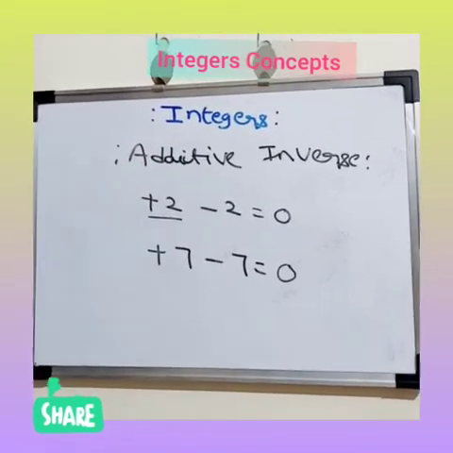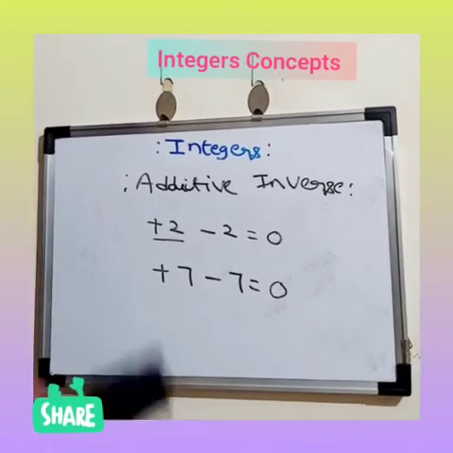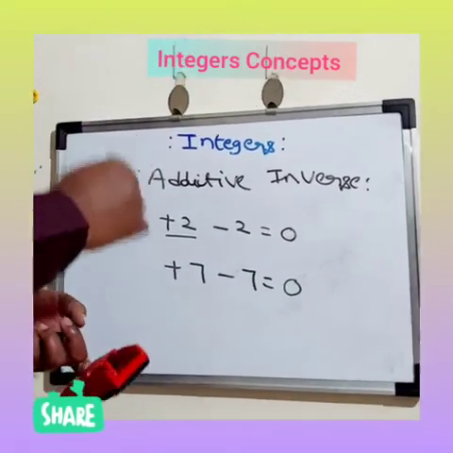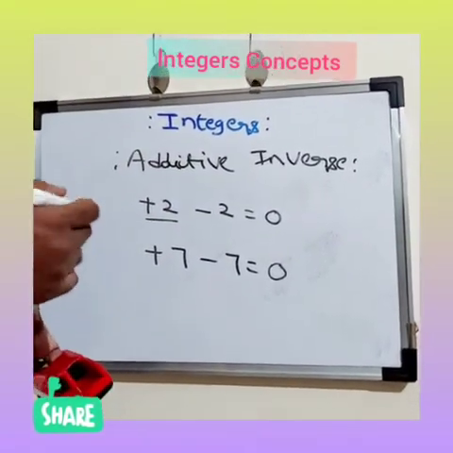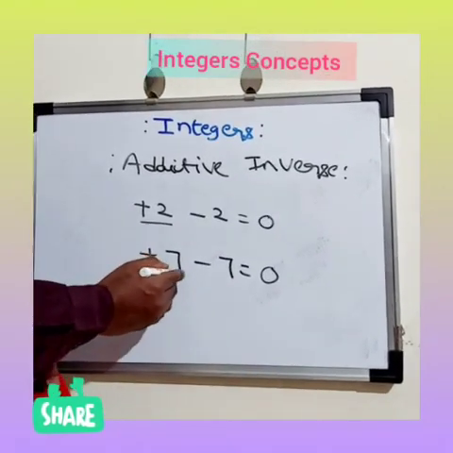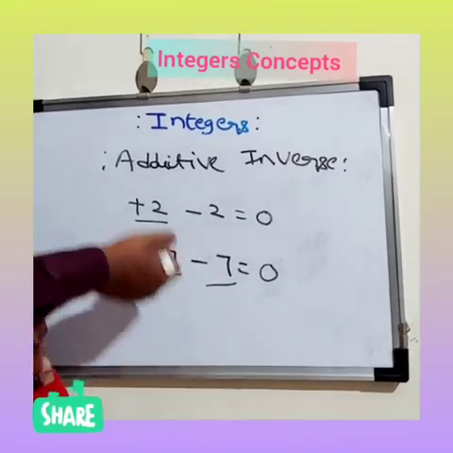Additive inverse means when you take any positive number, its additive inverse is the reverse symbol. Like plus 2 and minus 2. Similarly, plus 5, what is its additive inverse? It is minus 5. If the number has a positive value, the additive inverse will be the negative value, and when we add both numbers the result is 0. So plus 7's additive inverse is minus 7, and vice versa, minus 7's additive inverse is plus 7.